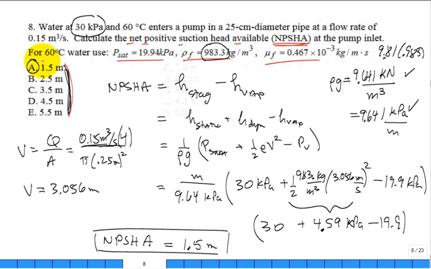Just have to remember the net positive suction head is the combination of the static plus the dynamic. That gives us the stagnation minus the vapor.